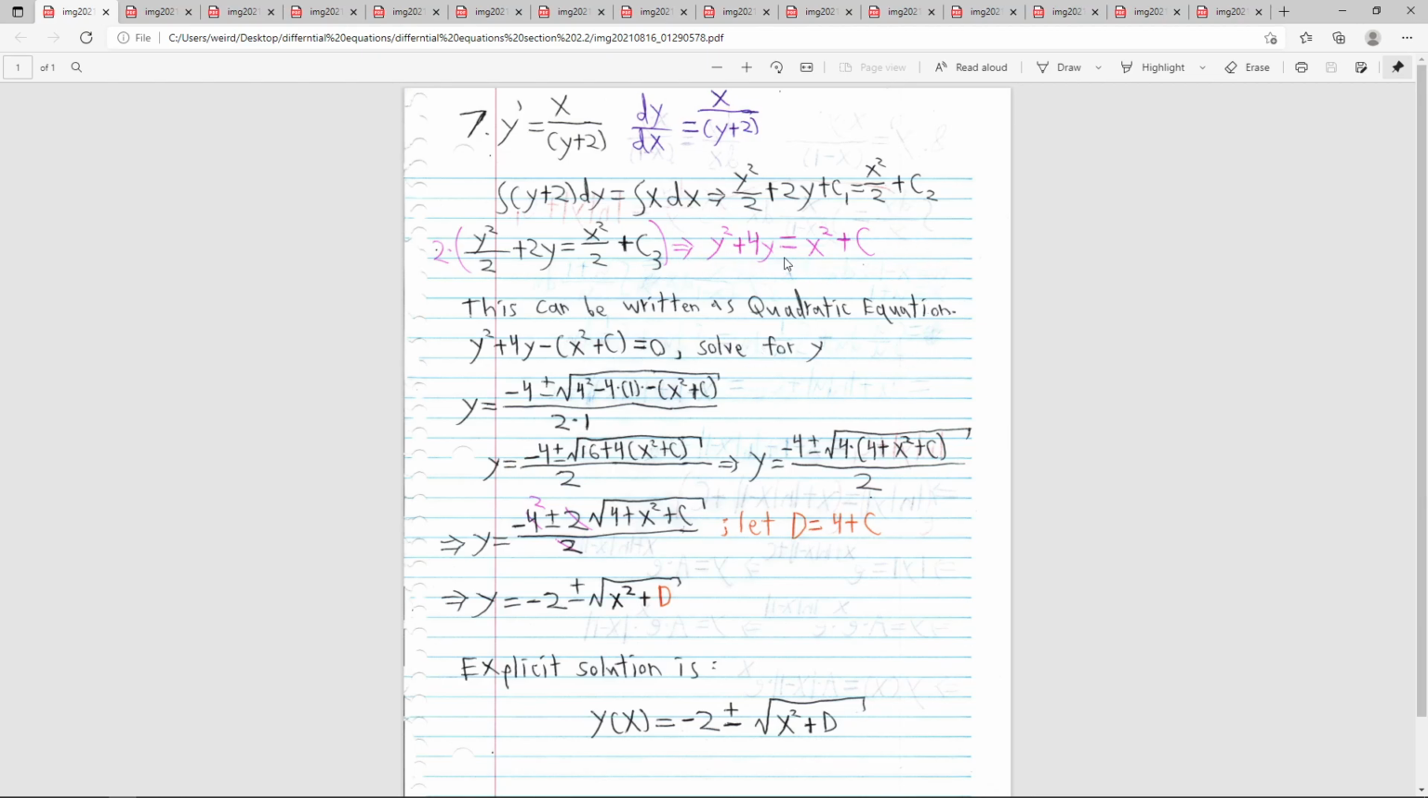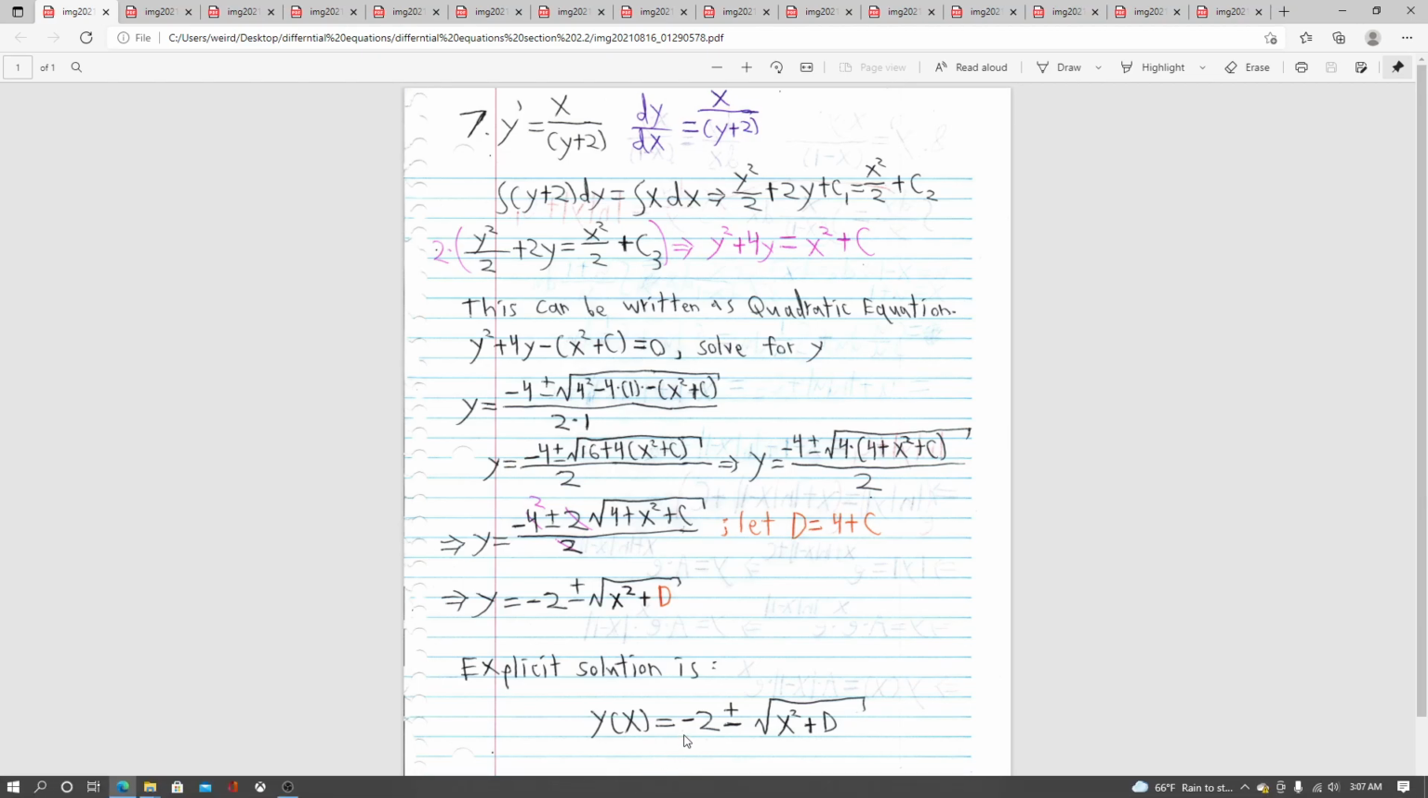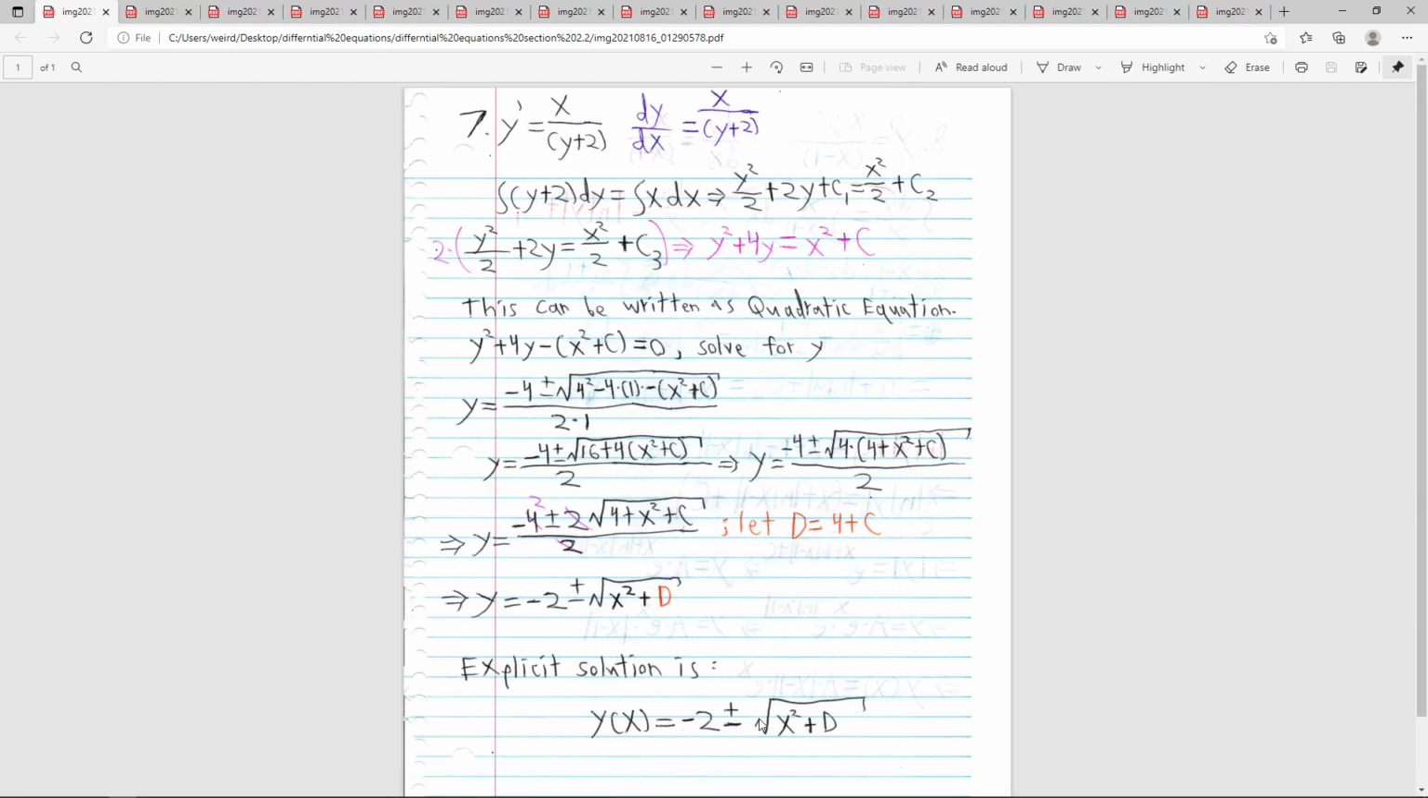So we have this expression, and we can write this as the quadratic equation in standard form. So y squared plus 4y minus x squared plus c is equal to 0. And we solve for y, and we get an explicit solution after doing the quadratic equation. y of x equals negative 2 plus or minus square root of x squared plus d, and d being a constant.